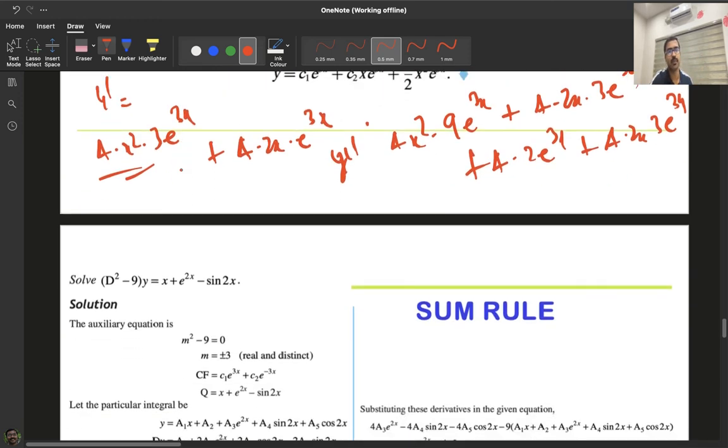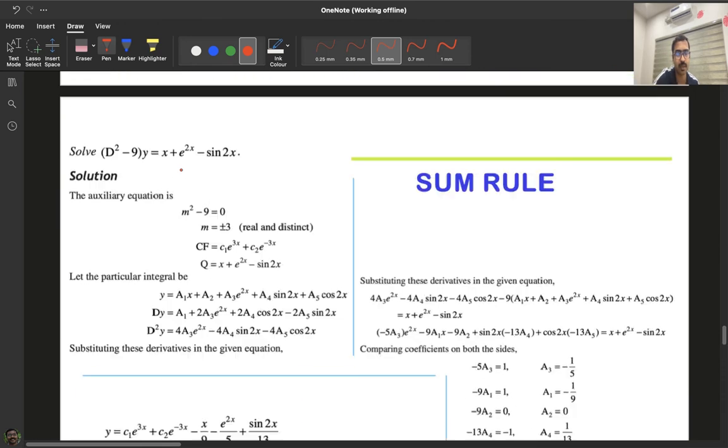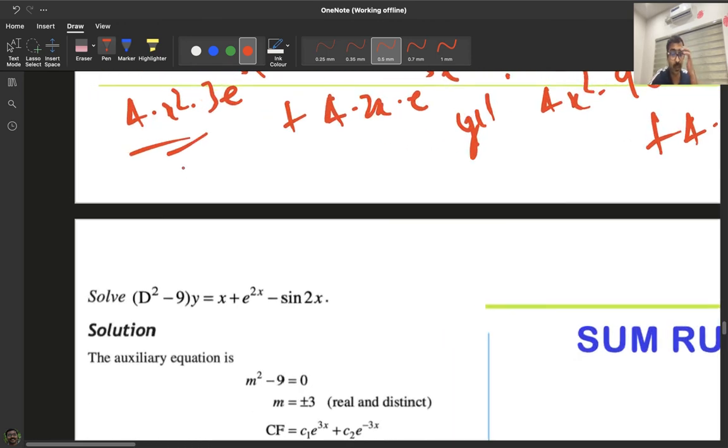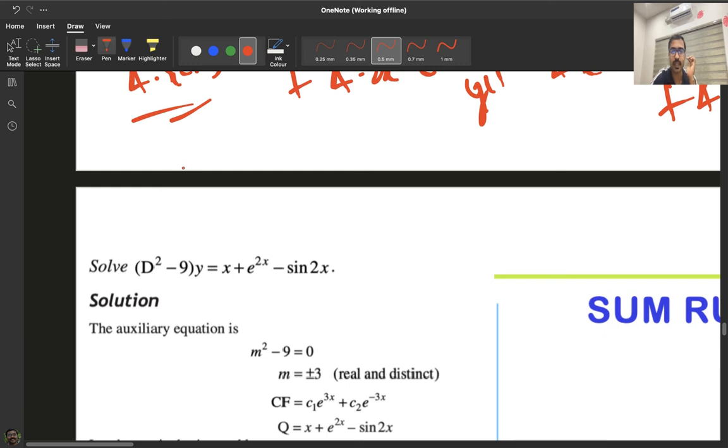Okay, so let us discuss an example of the sum rule here. So let's consider this problem here. Okay, so D square minus 9 y is equal to x plus e raised to x minus sin 2x. So let us do that one. Okay, so I'll write it here.